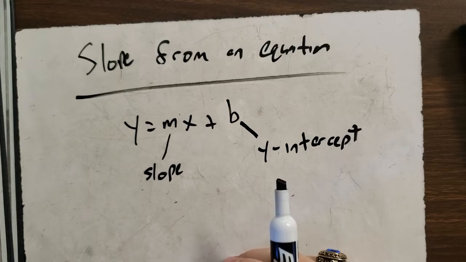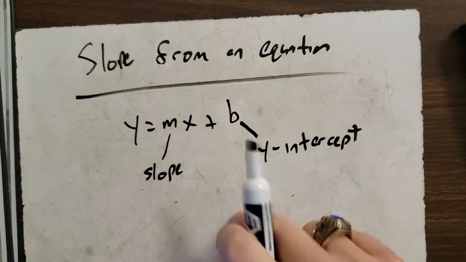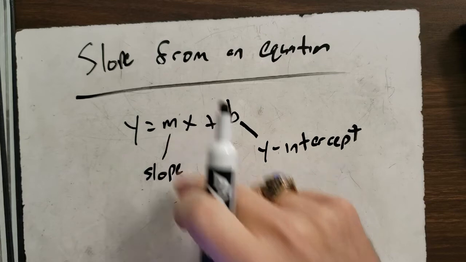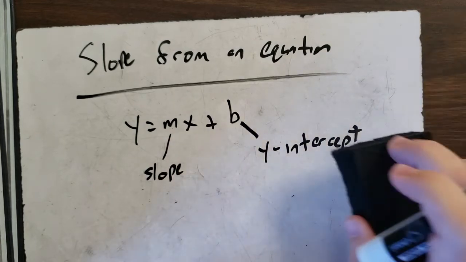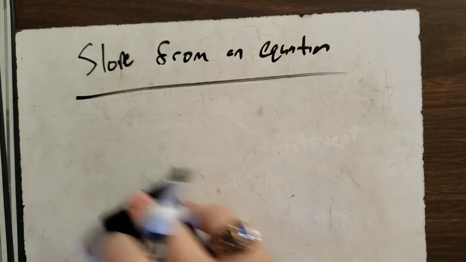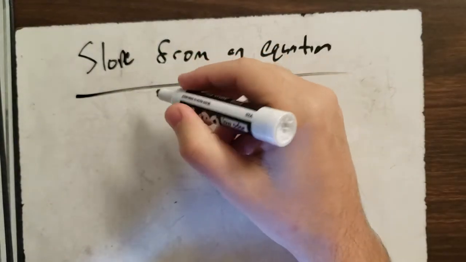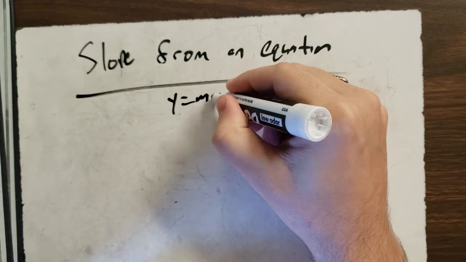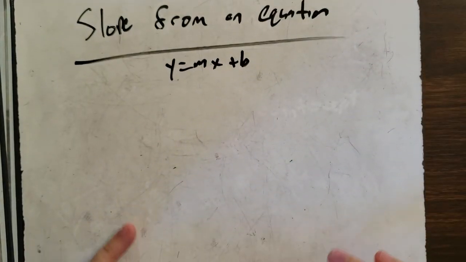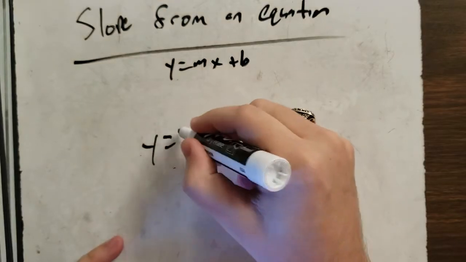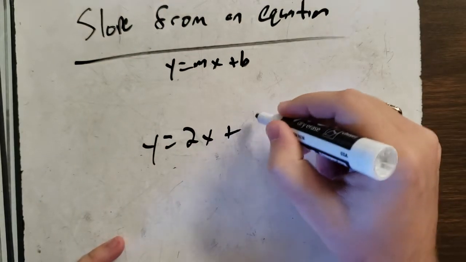So we'll get to graphing lines in the next segment, but in this one, we're going to find our slope from an equation so we know how to graph our line, okay? So let's start off with an example. So let me write this equation at the top. Okay. So first example, y equals 2x plus 1.